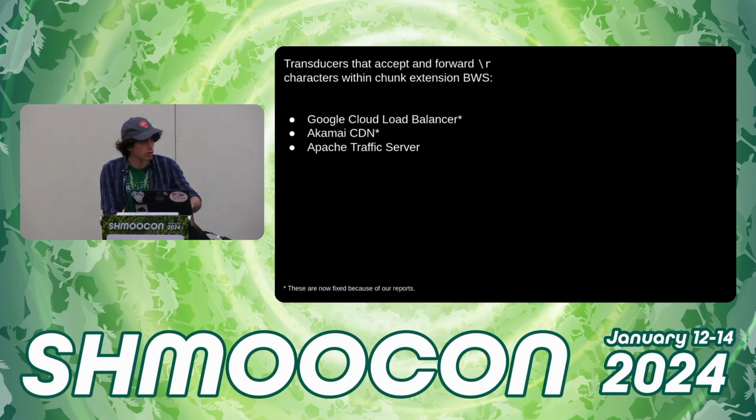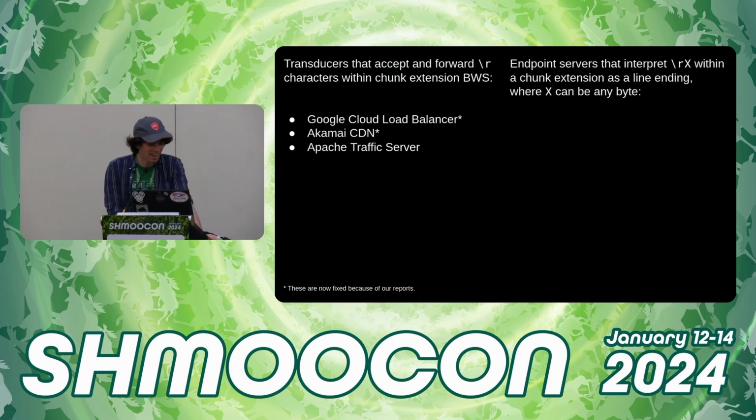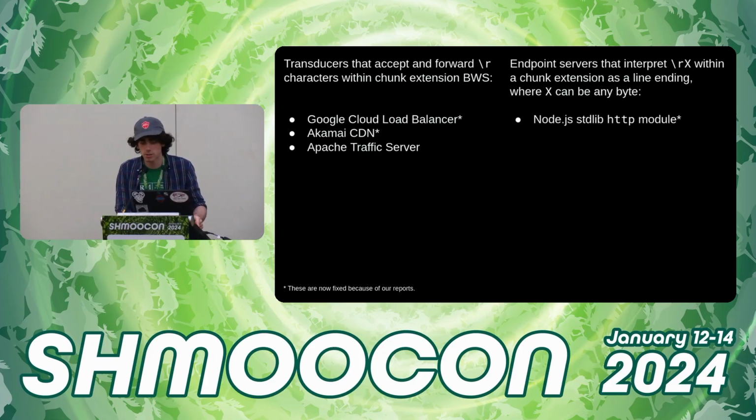Apache Traffic Server hasn't fixed this. We reported it a really long time ago privately, and they said, that sounds like a problem. And then nothing happened. So then we reported it publicly, and still nothing has happened. So it turns out there's also one pretty popular endpoint HTTP parser that interprets carriage return followed by anything as equivalent to carriage return line feed in this particular context. And that's Node.js.